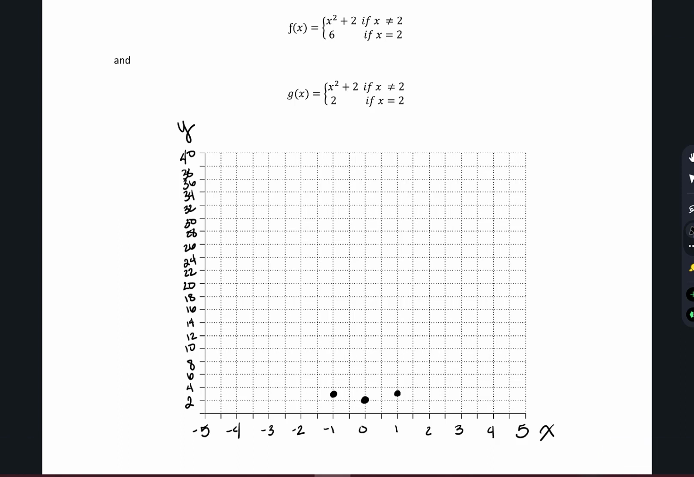Looking at -2, we square that, that's 4, and we get 6. Now remember, for right now, I'm not going to consider the case where x is equal to 2 because f of x and g of x are different at that point. So next, let's go to -3. -3 squared is 9, plus 2 is 11. And I'm going to get a similar result for 3.